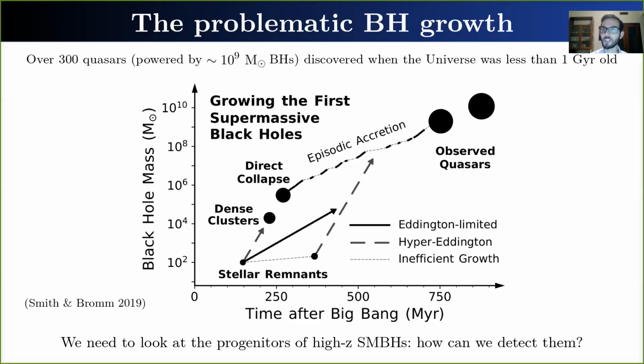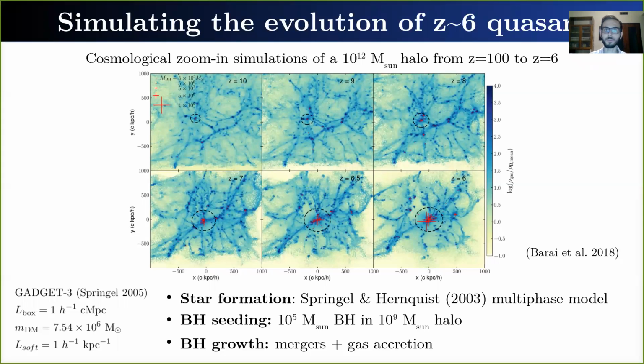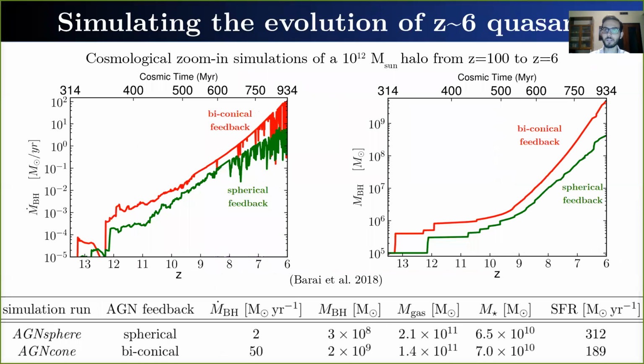Motivated by the need for an AGN signature, we consider the cosmological simulations by Barai and collaborators 2018, in which a 10^12 solar mass halo is followed from cosmological initial conditions to redshift 6. These simulations were carried out with GADGET, with standard prescriptions for stellar physics and an additional prescription for black hole seeding and growth. We consider two runs of their simulations that are called AGN-sphere and AGN-cone.